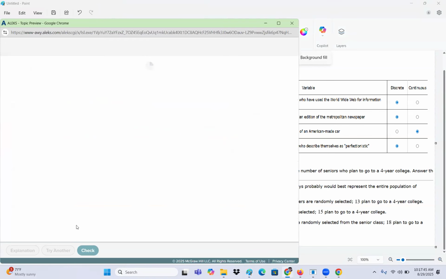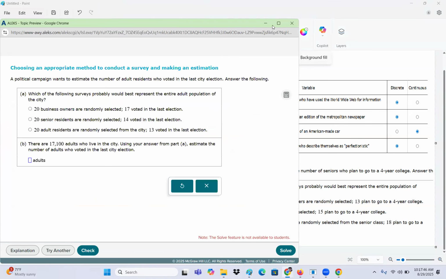We can try that one, but it's basically the same thing. So let's say the number of adult residents who voted in the last city election. So it has to be the adult residents, right? And then 13 out of 20, we can do the math as well. So we can take 17,100 times 13 over 20. So we should get 11,115 adults, right? So that's a very straightforward question.